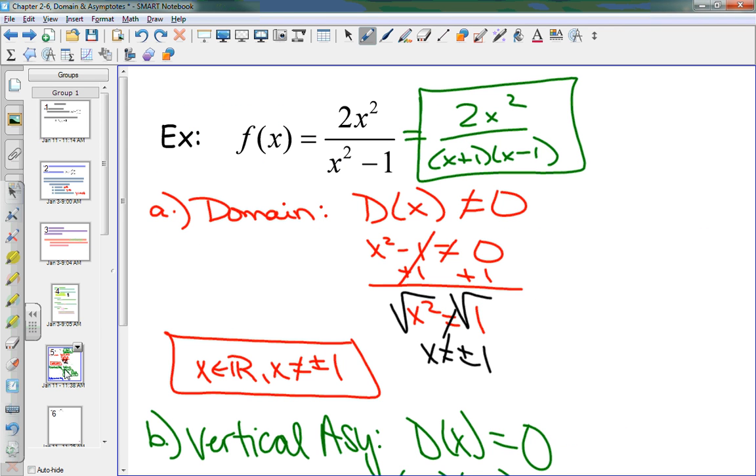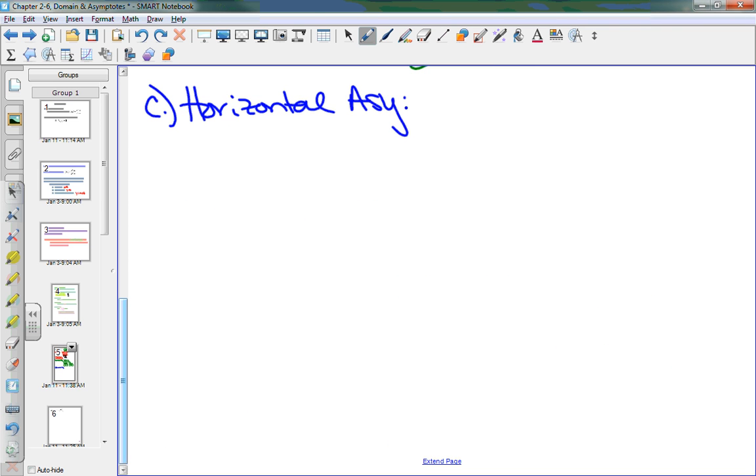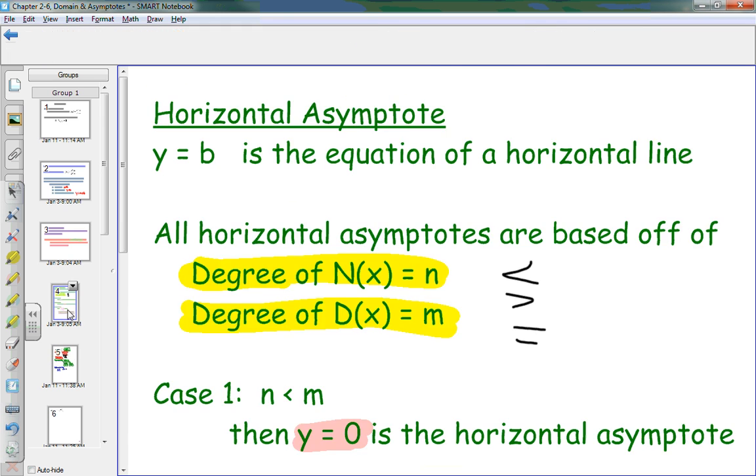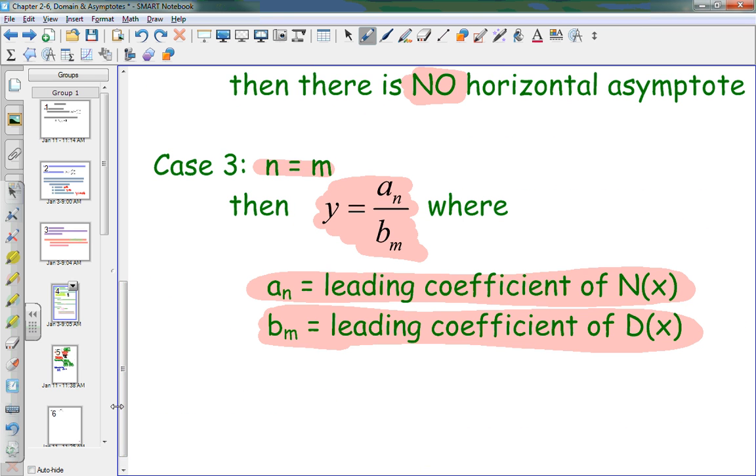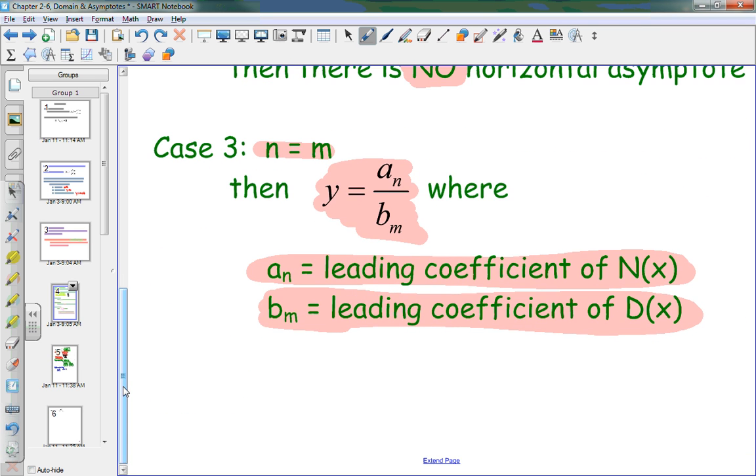So now I'm going to come back here and say, what's the degree of the numerator? The highest degree of the numerator is 2. What's the highest degree of the denominator? 2. Now, are they the same, less than, or greater than? I'm going to label these just so that we know. N is equal to 2 and M is equal to 2. Now compare them. N is what compared to M? They're equal. Since they are equal, I come back over here and say, is that case 1, 2, or 3? That's going to be case 3.